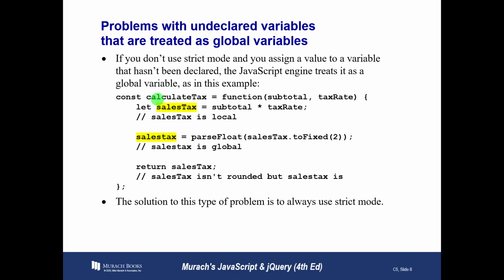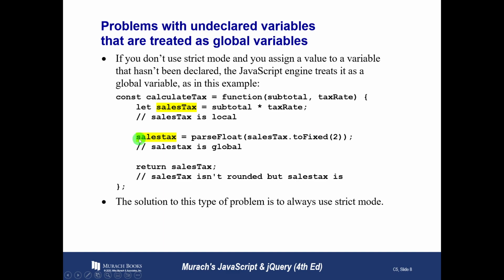So here's an example. We have this calculate tax constant here. It's a function that takes the subtotal and tax rate, and multiplies the subtotal times the tax rate. This sales tax is local because it's declared inside the function. Down here, we say sales tax equals parse float, and we take the sales tax and assign it to this variable.